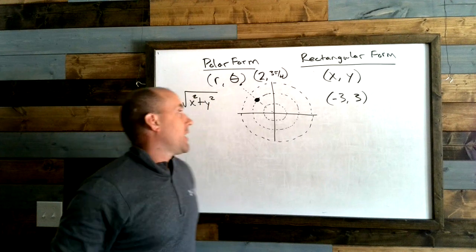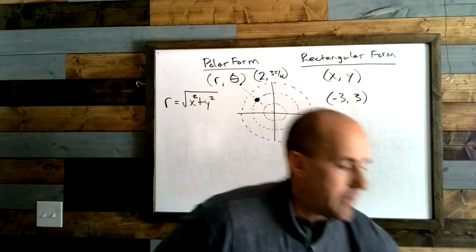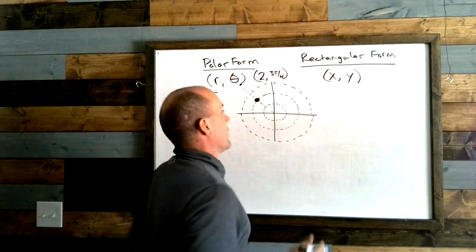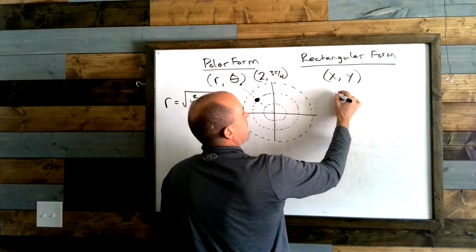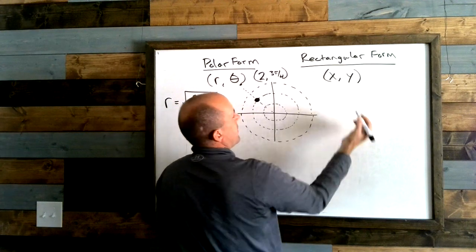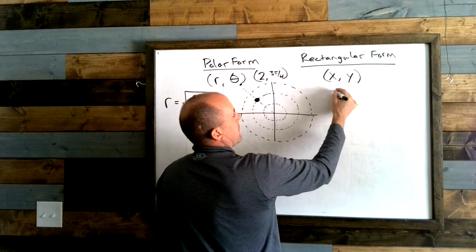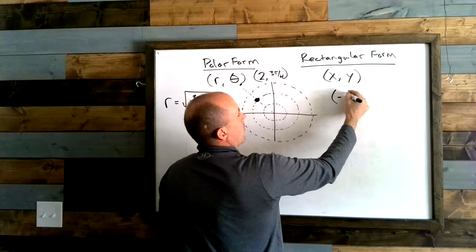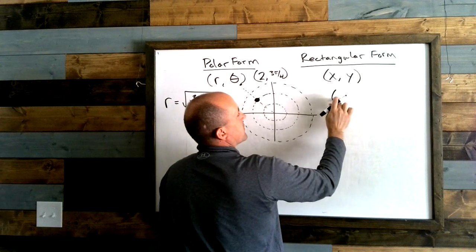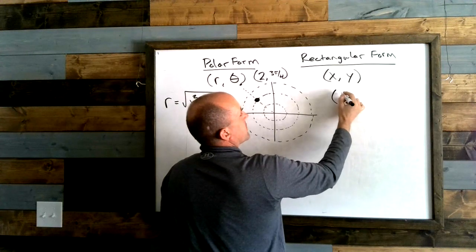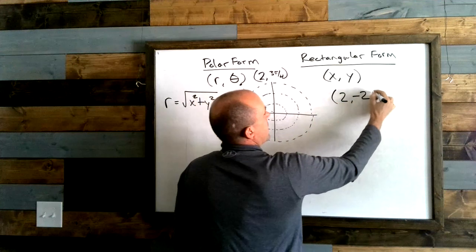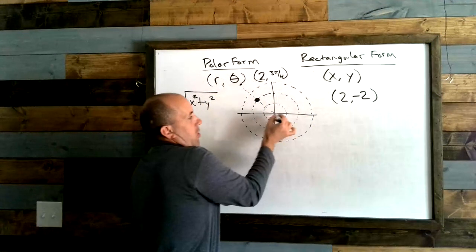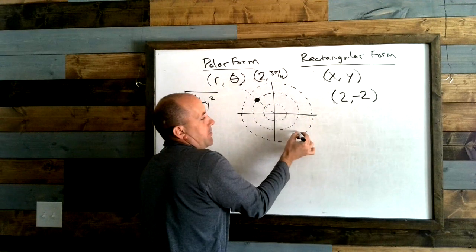So if we want to take a point, say, instead of -3, 3, let's make it very similar. We'll go +2, -2. Okay, there we go. +2, -2. Okay, you know that you would go over 2 and you would go down 2 and you'd be somewhere right around there.